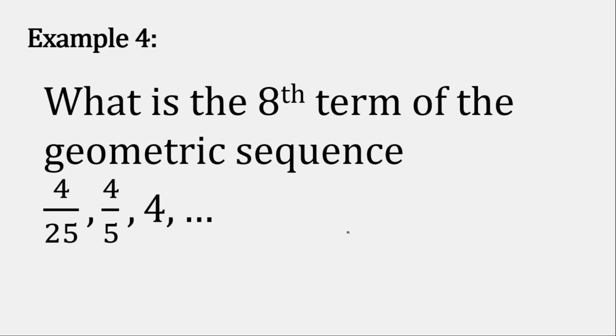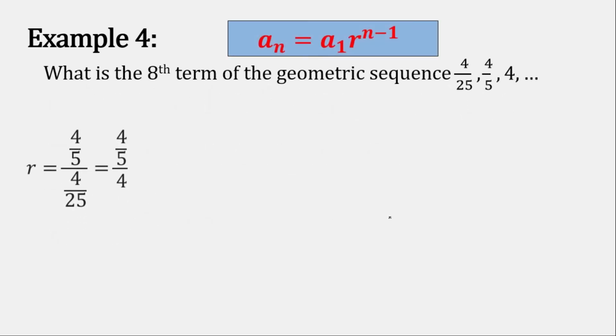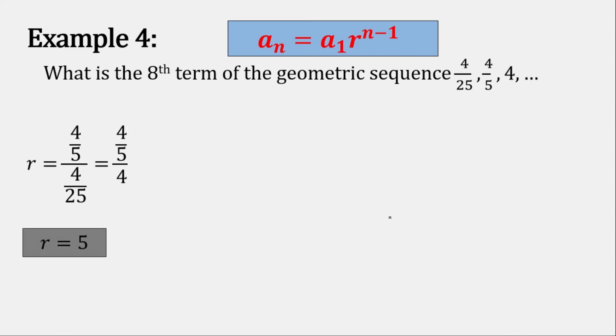On number 4, you may find it somehow a different variety of question, but in fact, it is just the same as example number 1. Or example number 2, I should say. If I'm going to write this question, I just write 4 over 25, 4 over 5, and 4, and so on until a sub 8. We only need to find what is a sub 8. So to answer that, again, let's find the common ratio by dividing the second term by the first term, and we get a common ratio of 5.